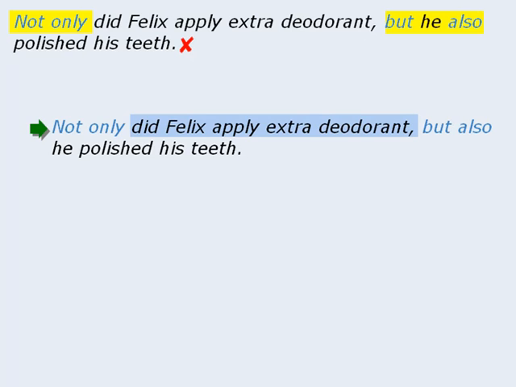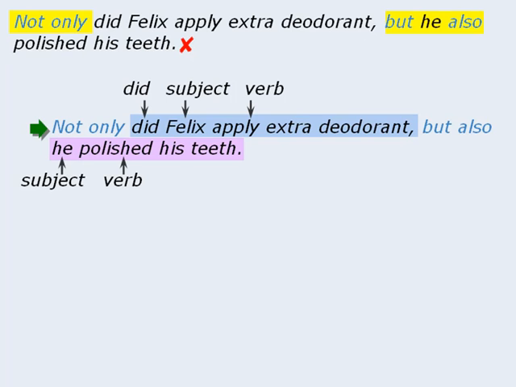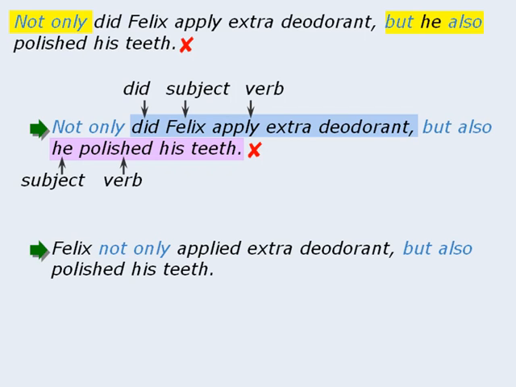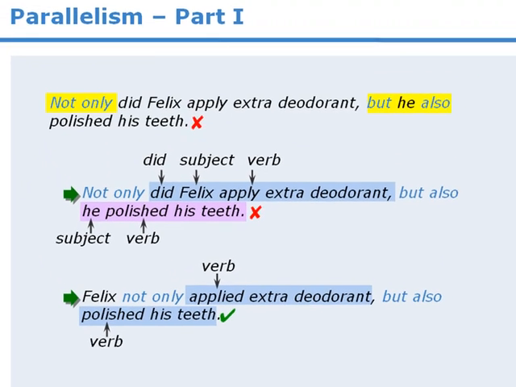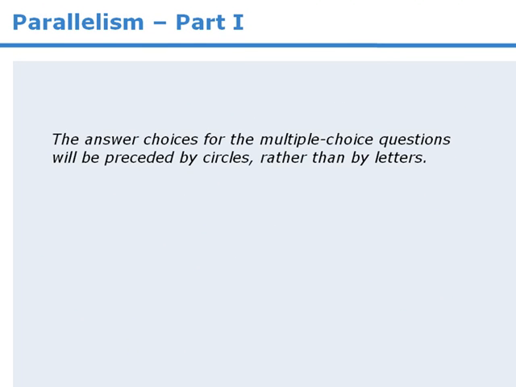Here the part after not only begins with the word did, followed by the subject Felix and the verb apply. The part after but also begins with the subject he, followed by the verb polished. As you can see, these two parts are not parallel. One way to fix this is to write, Felix not only applied extra deodorant, but also polished his teeth. Now the parts that follow not only and but also are parallel. They both begin with a simple past tense verb, followed by parallel details. Okay, let's examine three more sentences, beginning with this one.